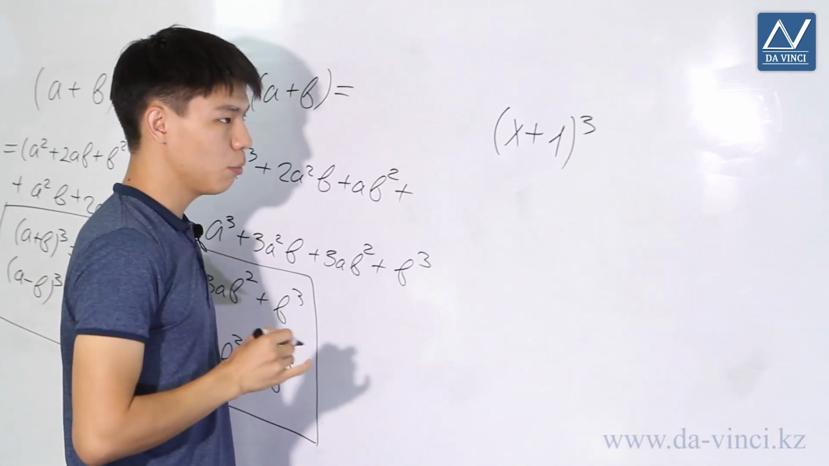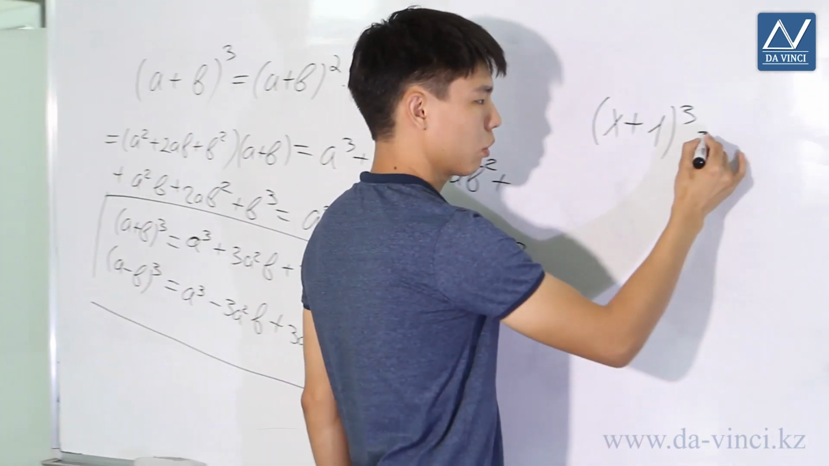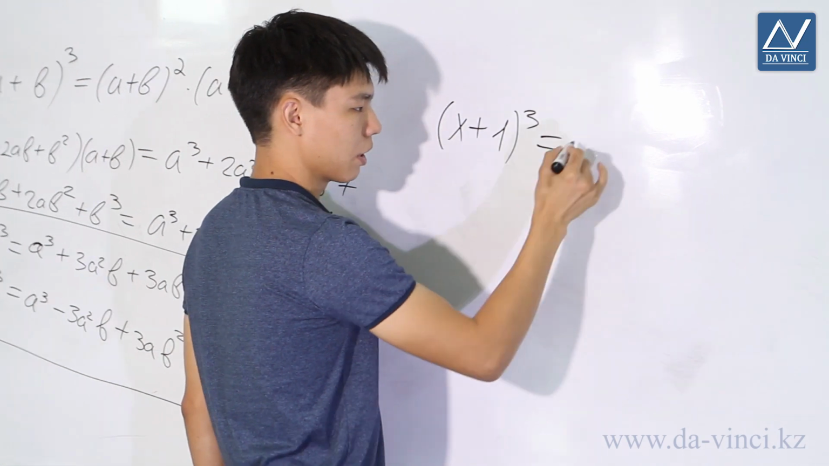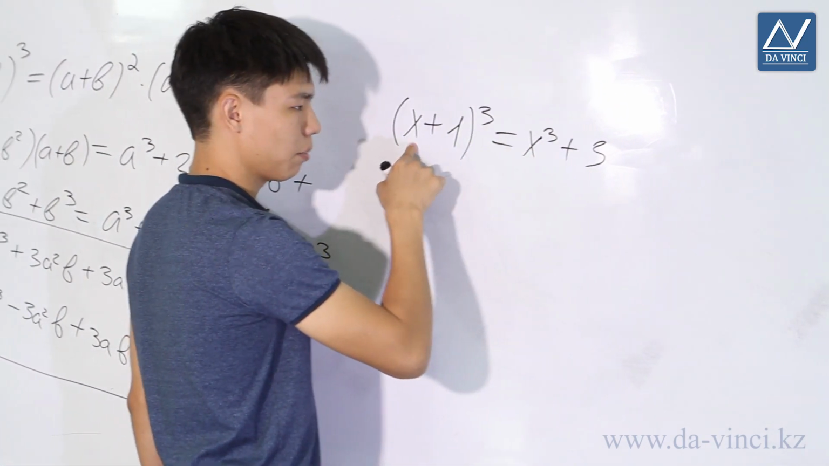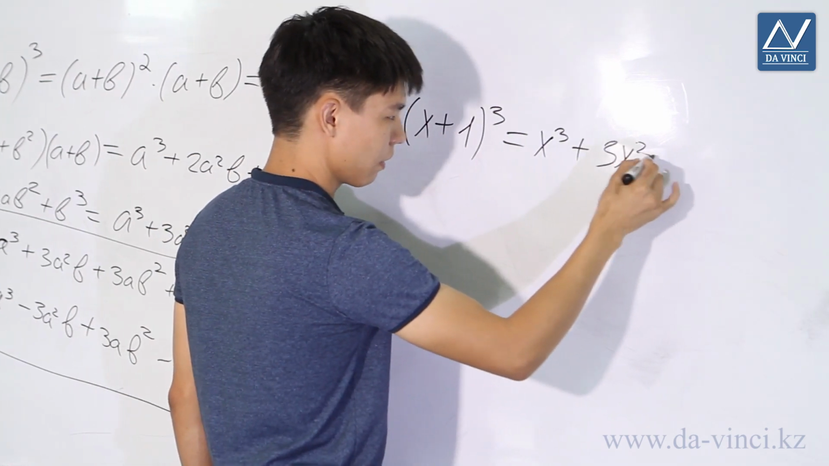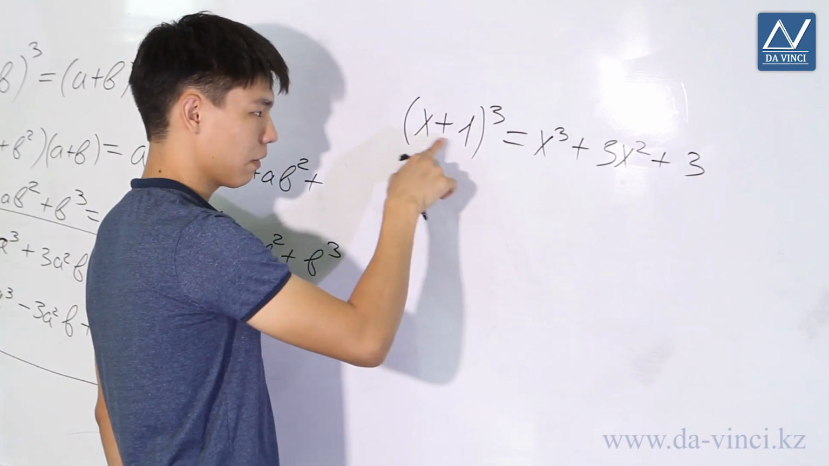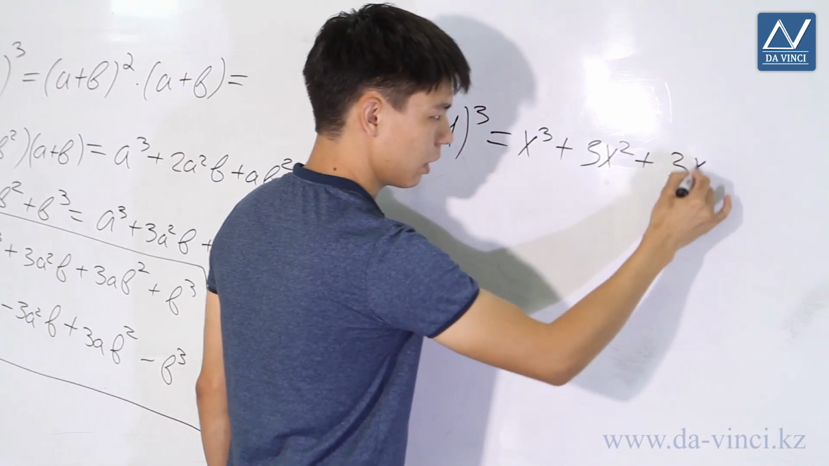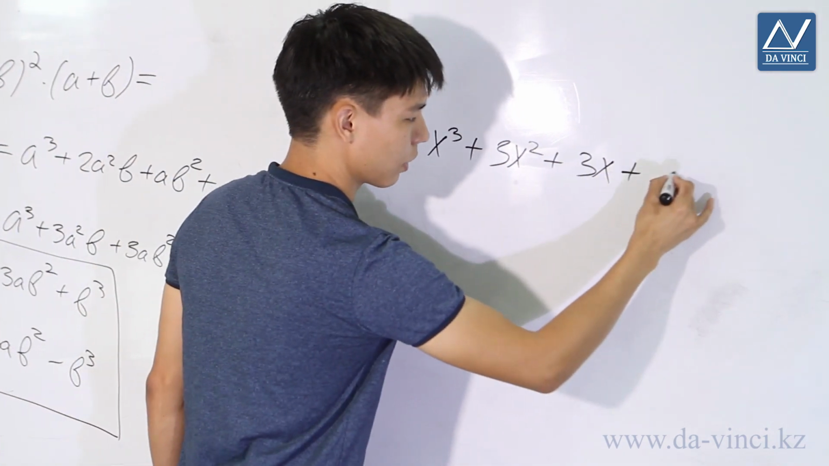We want to cube a given expression. We need to use a formula. The cube of the first expression, x cubed, plus triple the square of the first and the second, 3x squared, plus the triple product of the first and the square of the second, 3x times 1 squared, that's still 3x, plus the cube of the second expression.